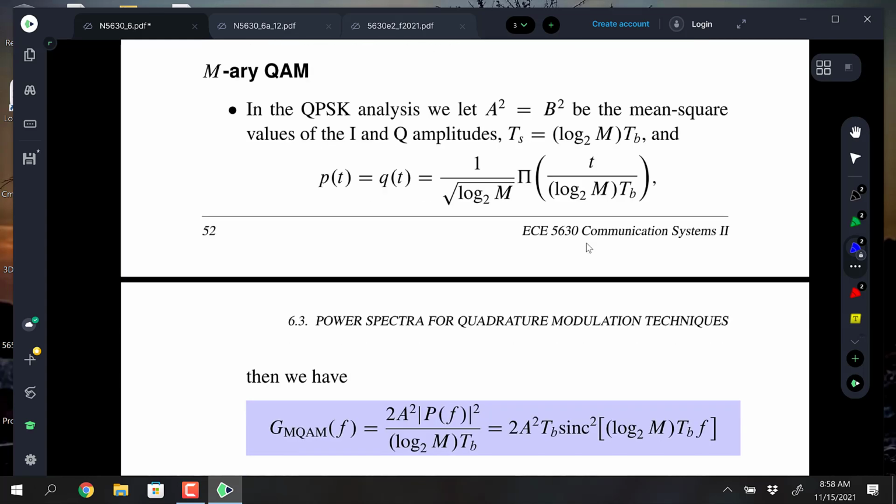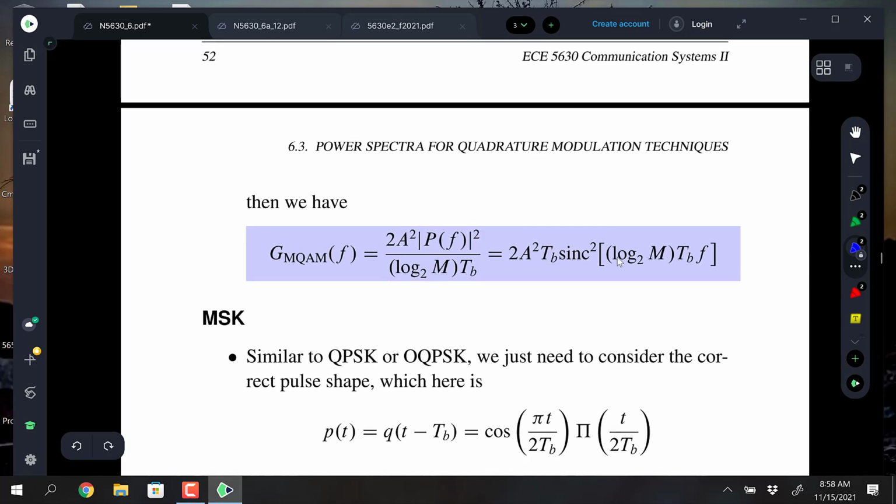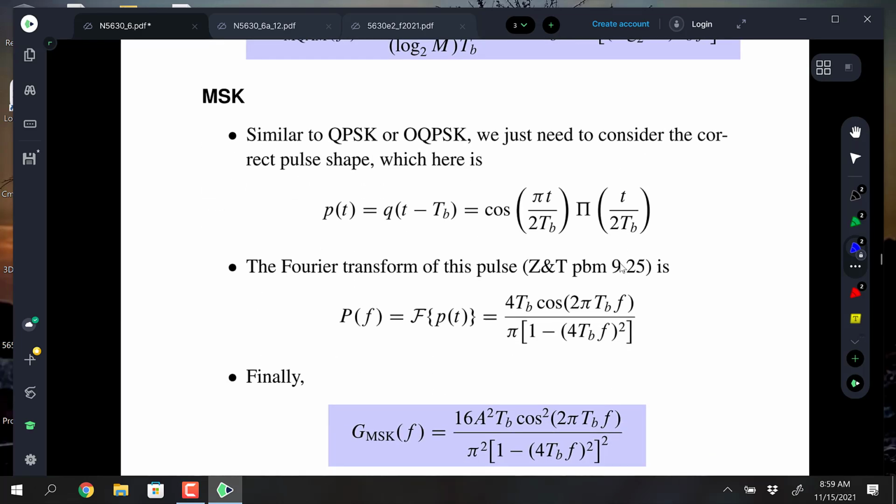Then you could bring up QAM, where the symbol period is log base 2 of M times the bit period, and this would be an even more compact spectrum as M goes above 4. So we'd have QPSK like I was just showing, but if you went to QAM, you'd be even more compact. It would still be the sinc function for the rectangular pulse shape, but with the raised cosine or square root raised cosine, it'd be even more compact.